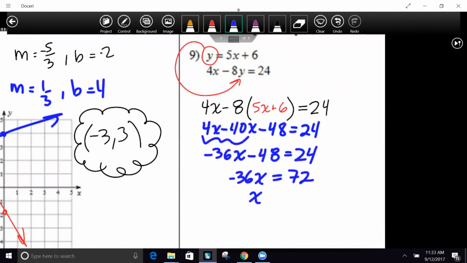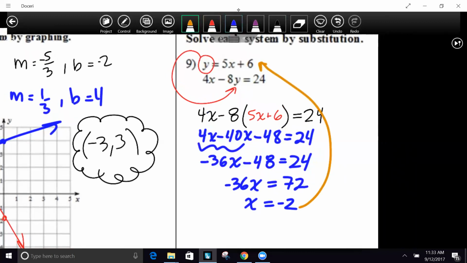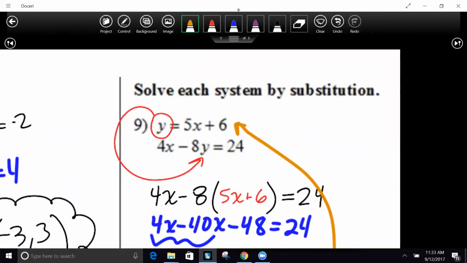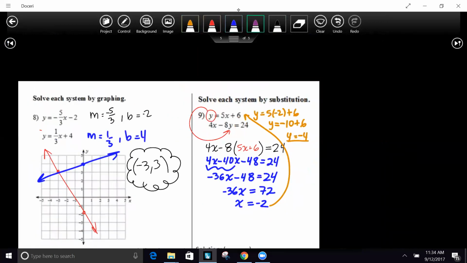X is going to be equal to -2. Are we done? No. What do we have to do? Y is equal to 5 times -2 plus 6. Y is going to be equal to -10 plus 6. Y is equal to -4. What is my solution? -2, -4.